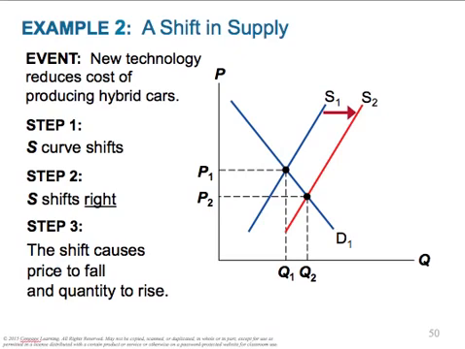Well, because there are more cars on the market, hybrid cars are more widely available, there's more competition. For a whole host of reasons, the price follows. So price goes from P1 and Q1 down to P2. So you have a decrease in price. There are more cars available at a lower price. Supply increased.